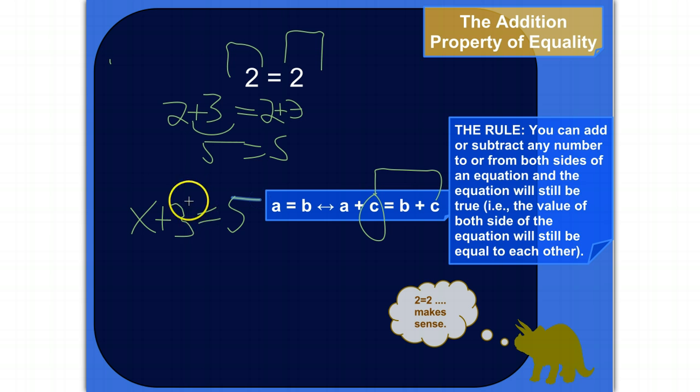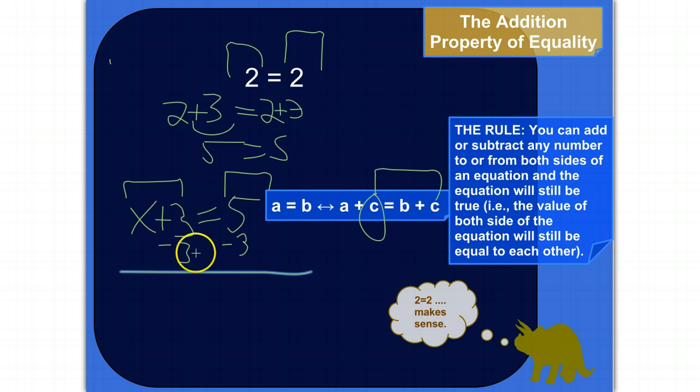And what that equal sign is saying is all this stuff over here is equal to all this stuff over here. Well, with the addition property of equality, I could add a number to both sides of the equation and it'll still be true. So for example, I could add a negative 3, or if you want to look at it this way, subtract a 3. As long as I do the same thing to the other side, the equation will still be true.